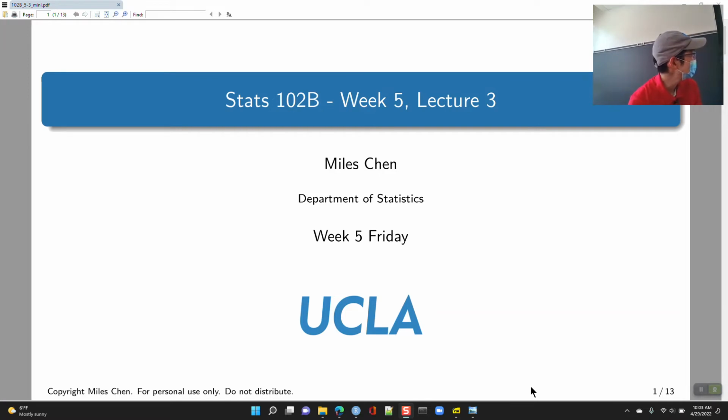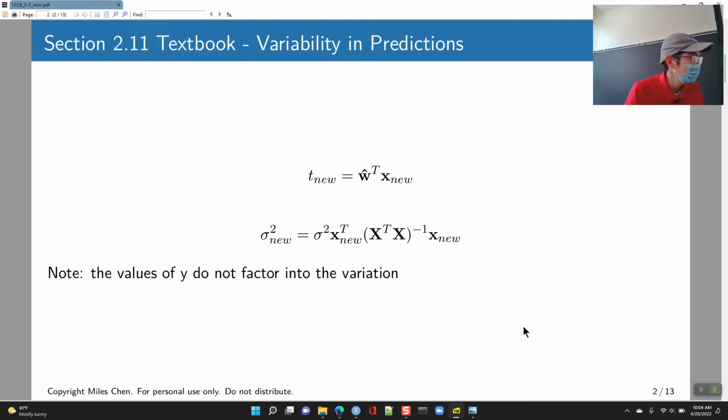Anyway, today's lecture is a little bit of two different topics, and we'll just throw them together. These slides are fairly informal. So anyway, I wanted to take a look at section 2.11 in the textbook.